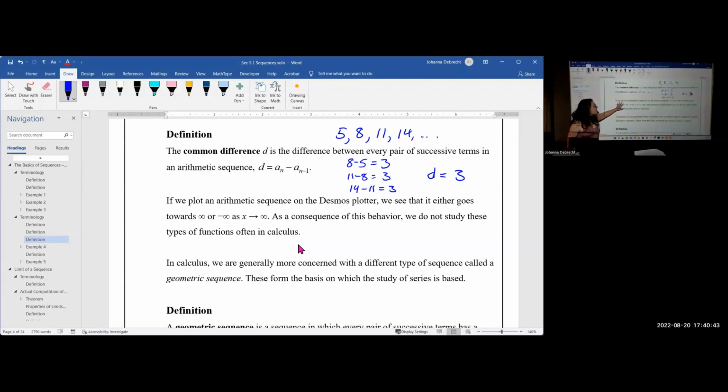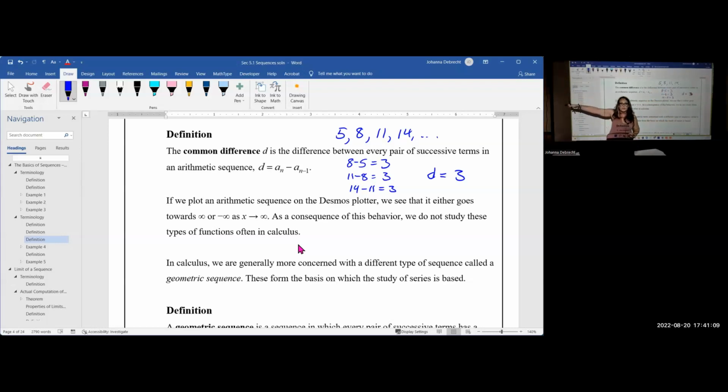Now, if we were to plot an arithmetic sequence on the Desmos plotter, we'll see that it either goes towards infinity or towards negative infinity, like a line does, right? It either does this or it does this as x goes to infinity or as n goes to infinity. And as a consequence, they're not very interesting to us because they either blow up to infinity or they blow up to negative infinity as we move to the right.